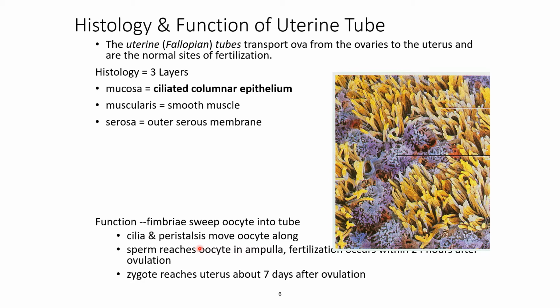This is very, very similar to what you've seen in the epididymis of the male reproductive system, where cilia and peristaltic movement moved the sperm through the tubes of the epididymis. So here in the uterine tube, a duct-like structure in the female reproductive system, cilia and peristalsis move the oocyte or the zygote, or fertilized egg, into the uterus.